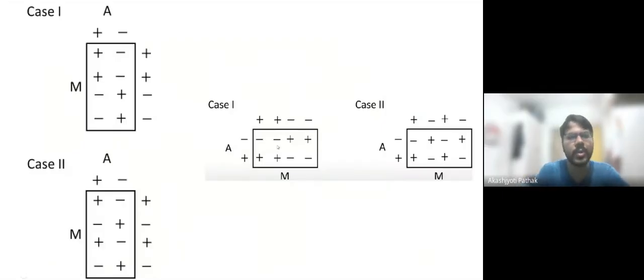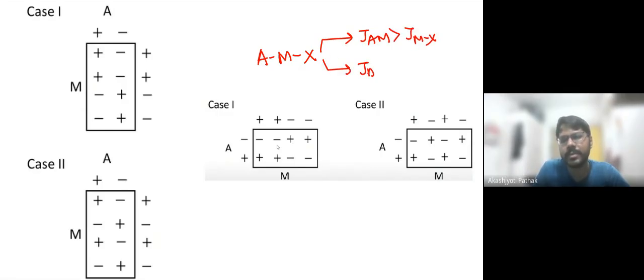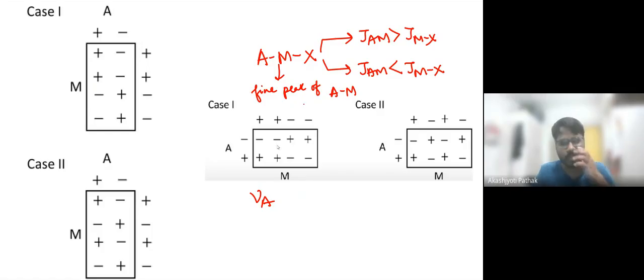Okay, so these are the two cases that were discussed actually. For this AMX spin system, you can have two cases: either your JAM coupling is stronger than your MX coupling, or your JAM coupling is weaker than your MX coupling. So first of all, if we look at the splitting of spin A and consider the fine spectra, here we are considering the fine peak of the AM cross peak.